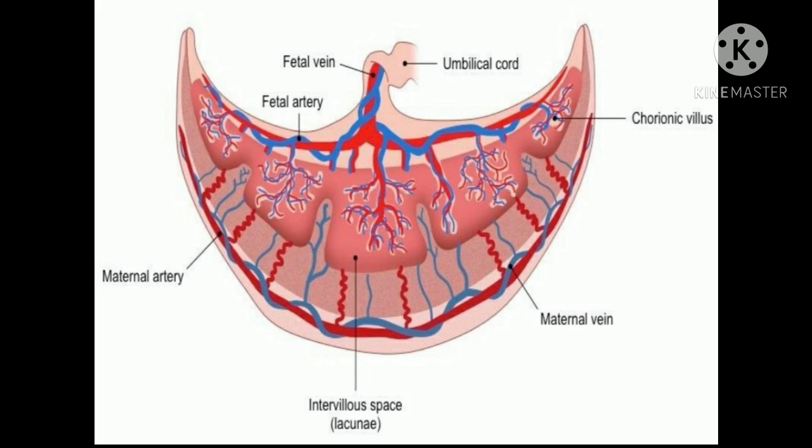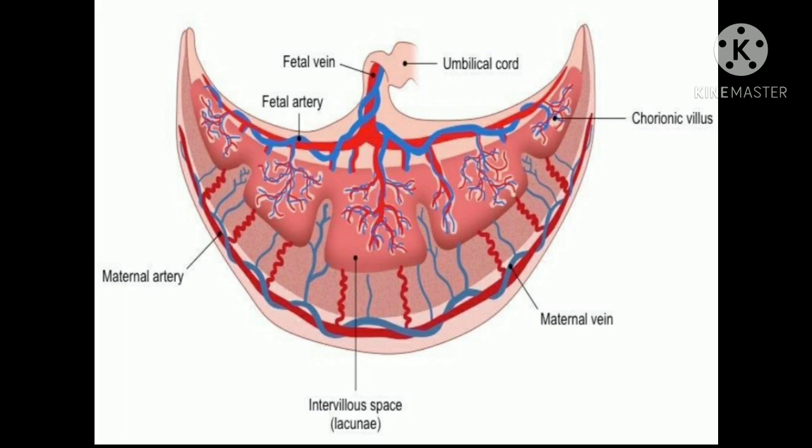Here you can see the umbilical cord, and from the umbilical cord the fetal vein comes out, whereas the fetal artery is also there. The red colored portion coming out from the umbilical cord is the fetal vein, whereas the blue one is the fetal artery. These are the veins and arteries of the fetus, the baby. We now say fetus because fertilization has taken place and pregnancy has been achieved.